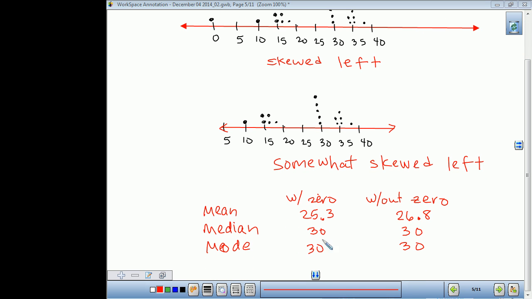Now, here are the mean, median, and modes with 0 and without 0. Did the median change? No. Did the mode change? No. But when we drop an extreme value, what does change? The mean. So this is just more proof that extreme values tend to move the mean. So if we drop those extreme values, then you wouldn't even look at it.